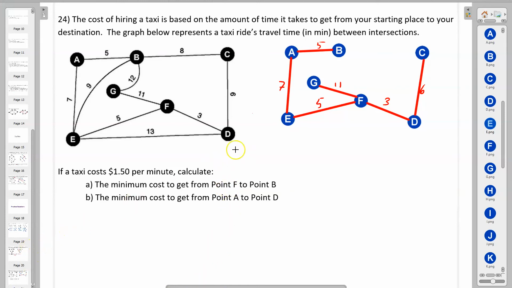Using our tree of optimal value, we can see that to go from point F to point B has a weight of 5, 10, 17. If we multiply that times 1.5, we get $25.50. The minimum cost to get from point A to point D is 15. 7 plus 5 is 12, plus 3 is 15. Multiplying that times 1.5 gives us $22.50.